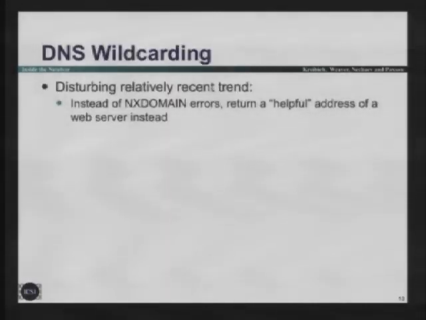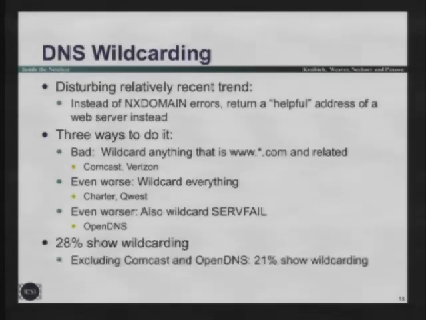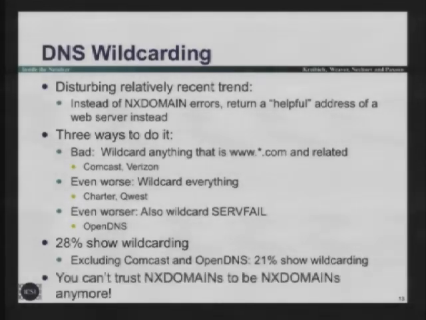DNS wildcarding is unfortunately growing very common. This is that stupid helpful service. And there's sort of three ways to do it that we've observed. You have wildcard everything that's www. Offenders include Comcast and Verizon. There's wildcard everything, which is like Charter and Qwest. This causes more collateral damage. And there are some which currently wildcard SERVFAIL. But basically, 28% show wildcarding. If we exclude Comcast, we exclude OpenDNS, it's still 20% show wildcarding. So anybody who's relying on DNS returning errors in erroneous situations can't anymore. Too bad you have trouble with DNSSEC on the client.